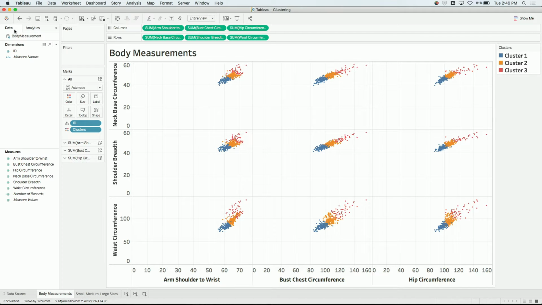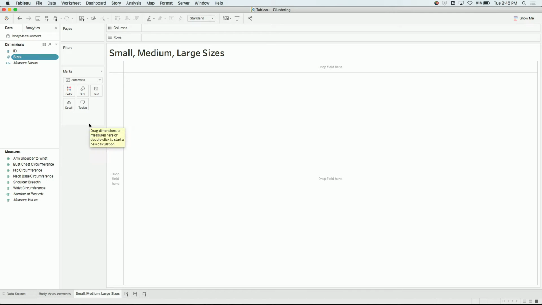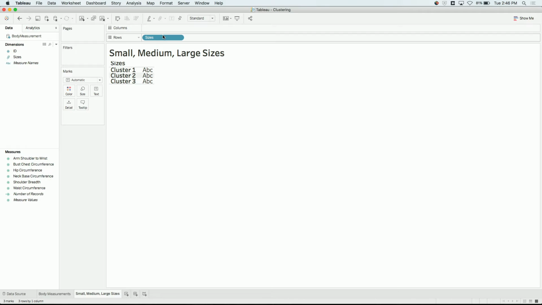In order to use my newly computed clusters, I need to save them as a group. So we'll drag the cluster object into the dimensions pane, and we'll call this sizes. And then I can use that as a category to make a text table. I'm going to place sizes on rows, measure names next to it, and then I'll place measure values on text.